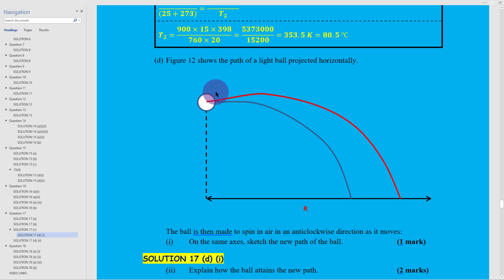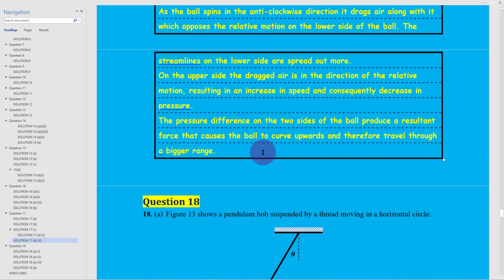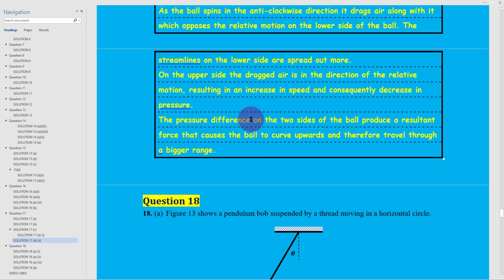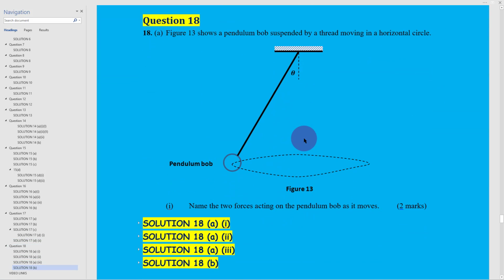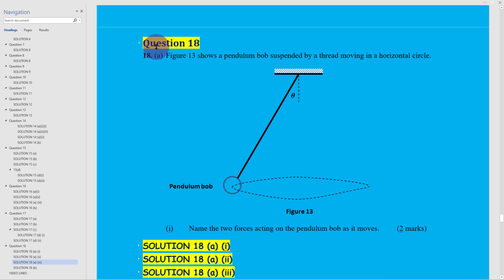Hence, where the air or the fluid moves fast, there is low pressure compared to where the speed is low. So there is low pressure, high pressure. This pressure difference is the one which exerts a force upwards, a resultant force on the ball upwards, and that is why it rises. So that explanation is as given here. You can again go through this explanation just to satisfy yourself that you know what that is all about.